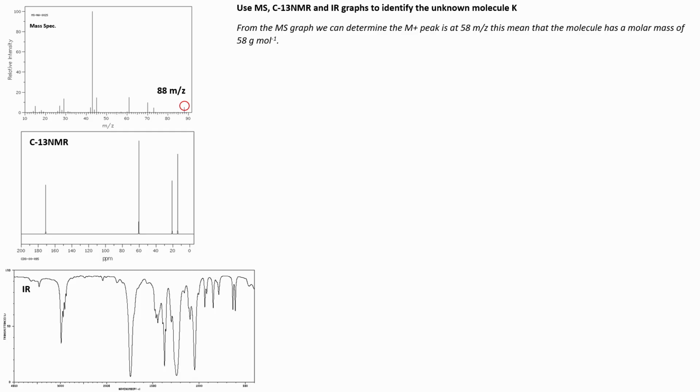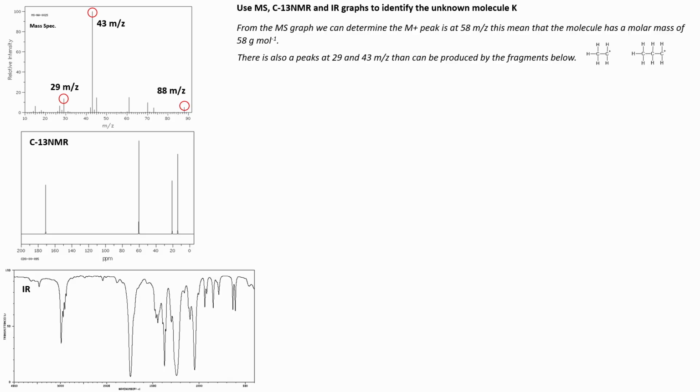The second aspect we can identify from the graph, there's actually two of them. So we've got this peak here at 43, and we've got this peak here at 29. Now you might recognize that fragments this size, 29 and 43, commonly can be attributed to coming from the following fragments: this C2H5 fragment, this charged fragment that's broken off the molecule, and this C3H7 fragment.